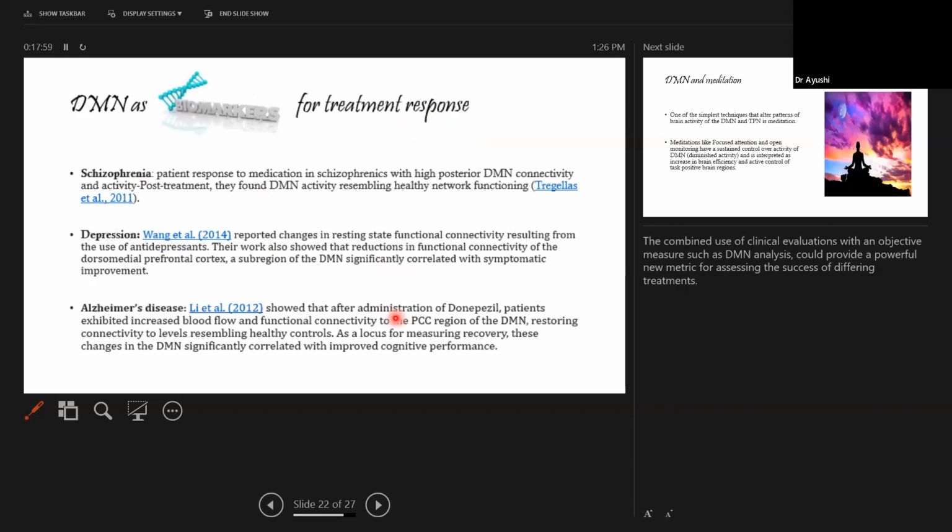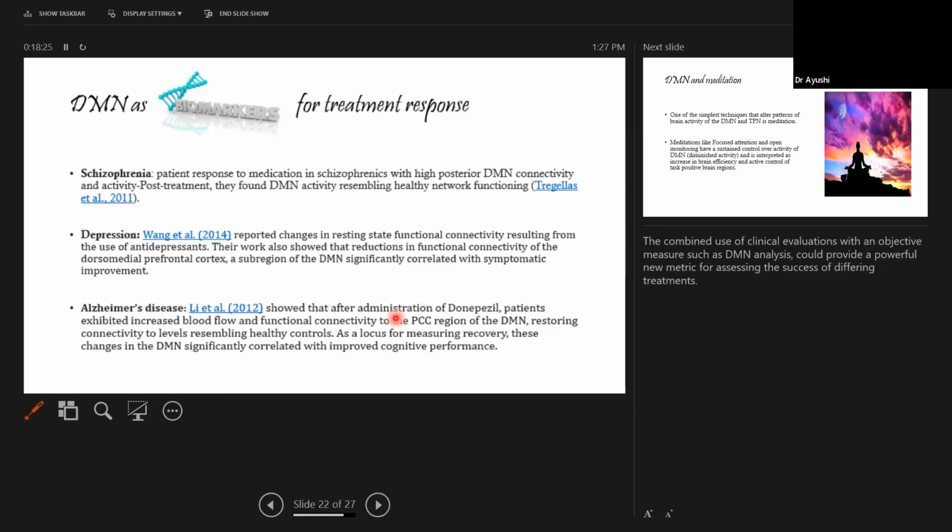Then DMN as biomarkers. Various studies have shown that the default mode network can also act as a biomarker. For example, I've cited 3 examples there from various studies. In schizophrenia, it was seen that there was high posterior default mode network connectivity, and after treatment, the default mode network activity resembled that of healthy network functioning.